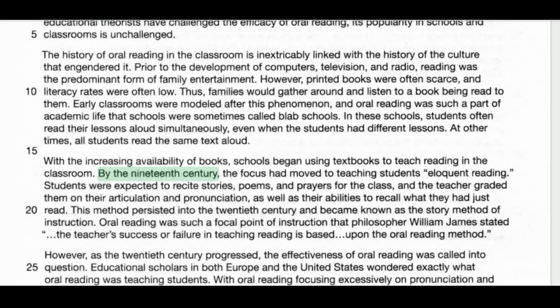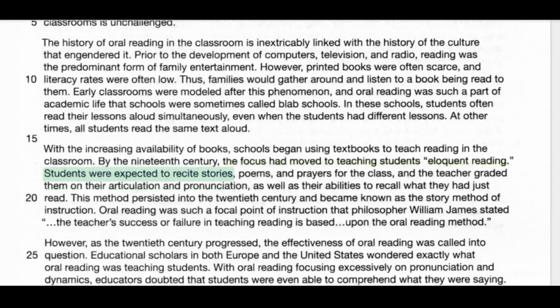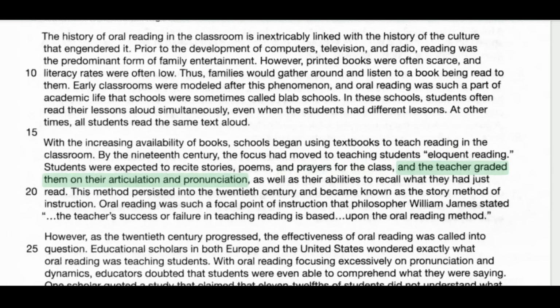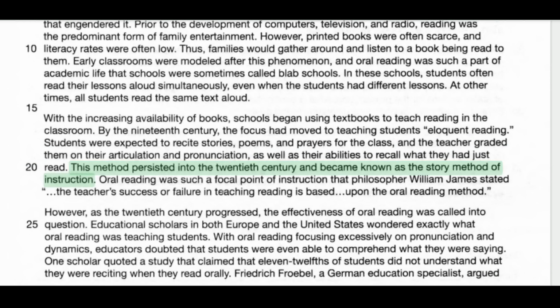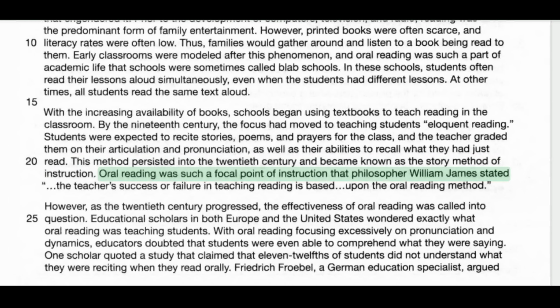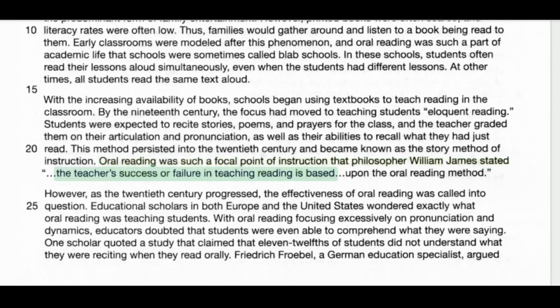By the 19th century, the focus had moved to teaching students eloquent reading. Students were expected to recite stories, poems, and prayers for the class, and the teacher graded them on their articulation and pronunciation, as well as their abilities to recall what they had just read. This method persisted into the 20th century and became known as the story method of instruction. Oral reading was such a focal point of instruction that philosopher William James stated, "The teacher's success or failure in teaching reading is based upon the oral reading method."